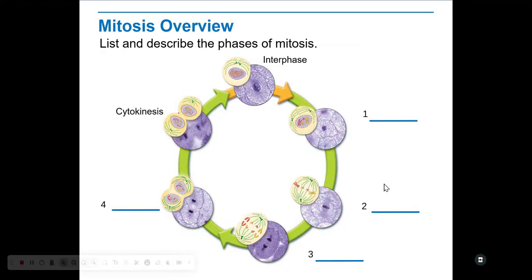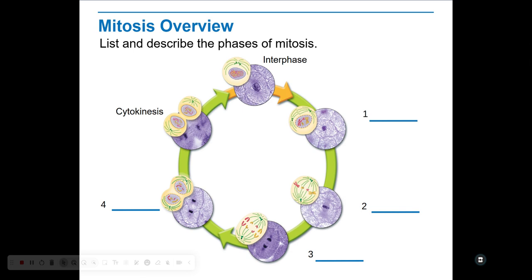Quick overview or review of the mitotic phase or mitosis. First off, again, list and describe the phases. We have interphase. Interphase is the vast majority. In this diagram, it's a very small arrow, but in the real process, it's like 85 to 90% of the cell's life that is spent in interphase. It's doing its job. It's making stuff. It's doing whatever it has to do, whatever its job might be.